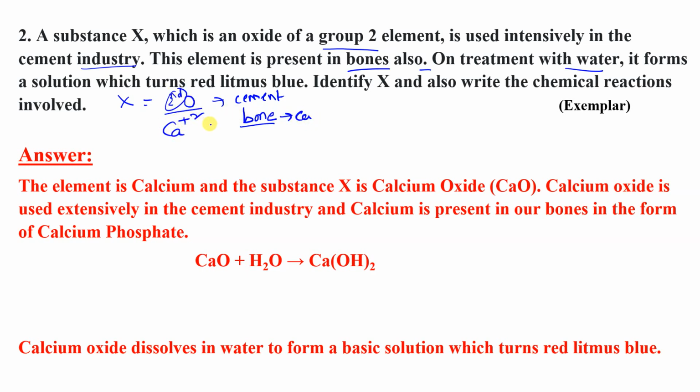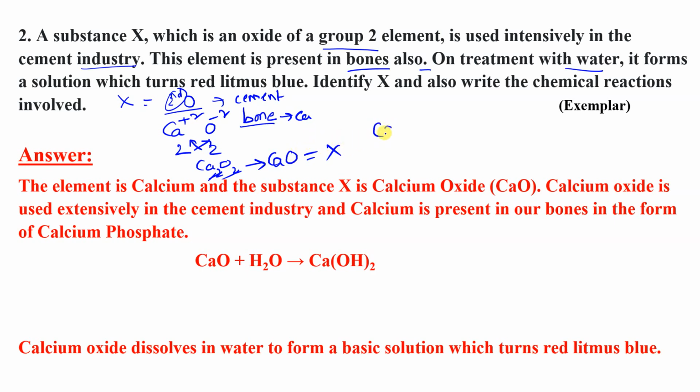Calcium charge is +2, oxygen charge is -2. So valency 2, valency 2, crisscross gives Ca2O2. Multiples are there, you can cancel. We got CaO, the formula of calcium oxide. So this is substance X, calcium oxide.